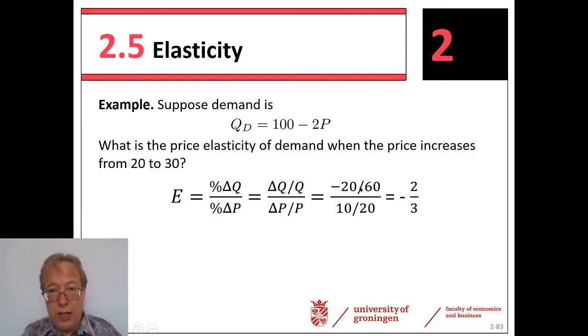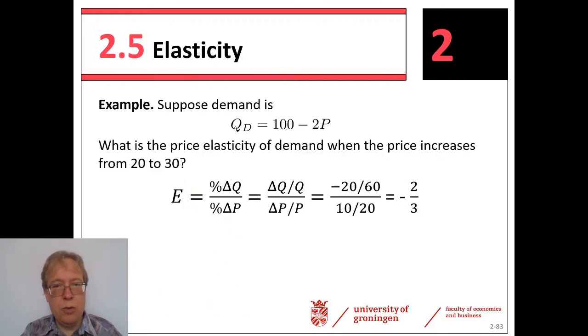I have to look at the original quantity. Sorry, this is the change in quantity, right? And that's minus 20. I have to look relative to the original quantity at the price of 20, so that was 60. And the price change is 10, and the original price was 20. So if you calculate this, you also get a segment elasticity of minus 2/3.